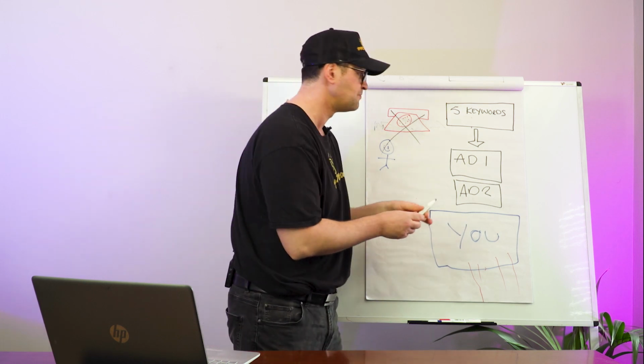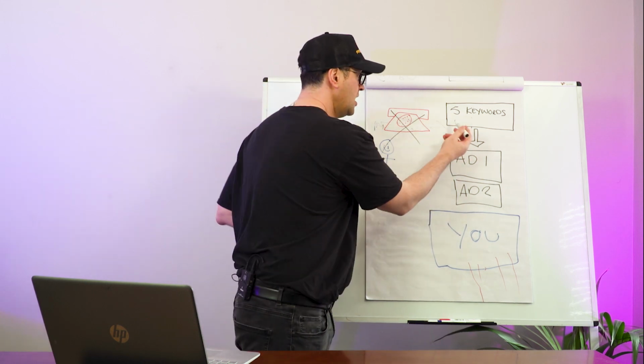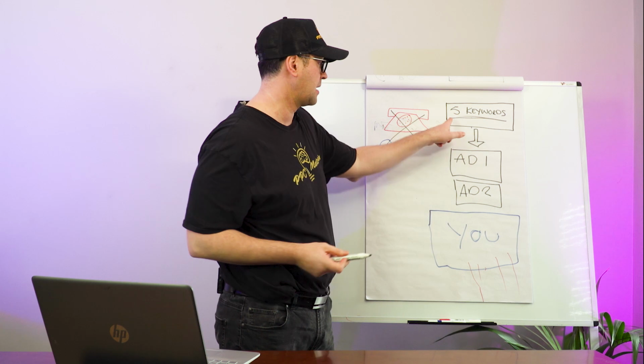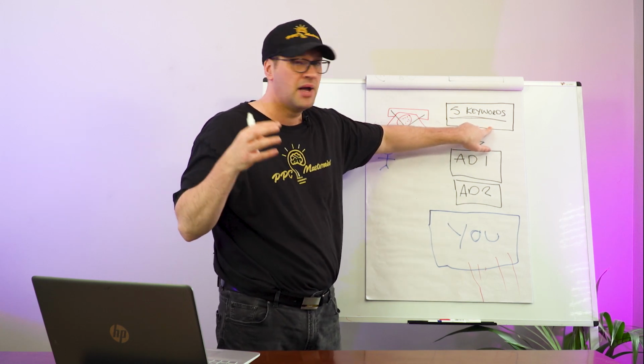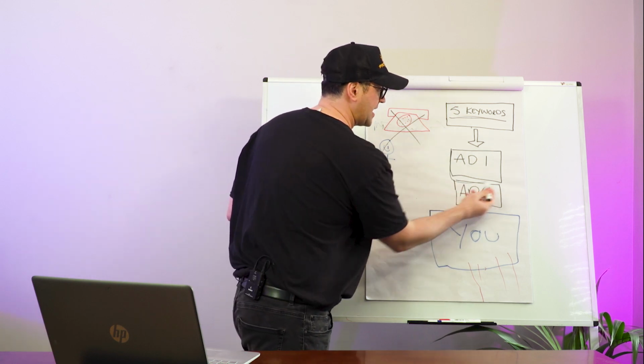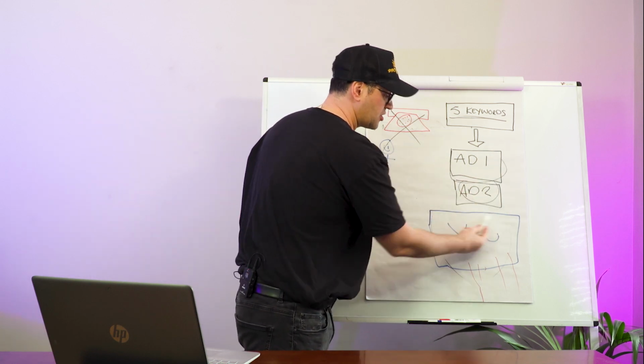So here's how it works. You're going to target people that are typing at least 5 different keywords in a sentence on Google. Then you're going to get some ads. Guaranteed, you're going to get some ads.